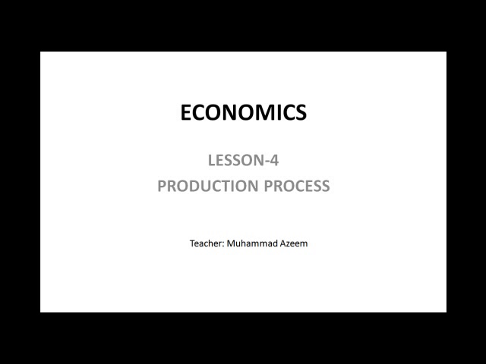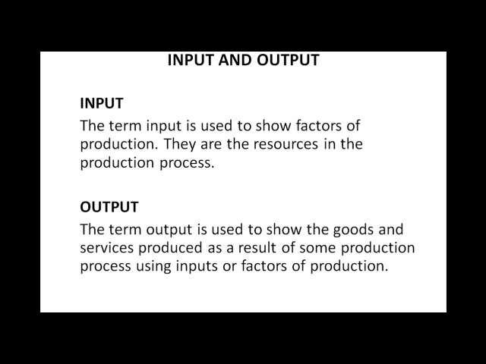Before we discuss production process, it is important to understand two terms, which are input and output. Input is the term which is used to show factors of production. They are the resources in the production process: land, labor, capital, and enterprise. These are the four factors of production, and they are the inputs. So inputs mean the material which is used, the labor which is employed, and the raw material. All those things are the inputs to any production process.